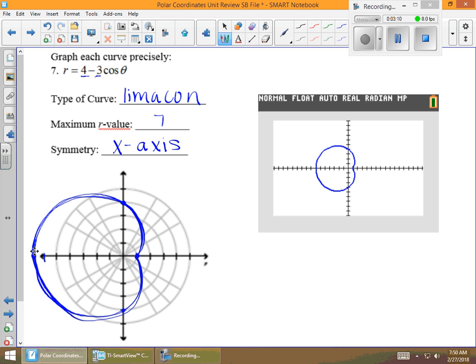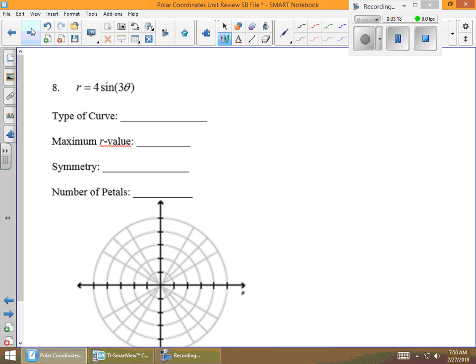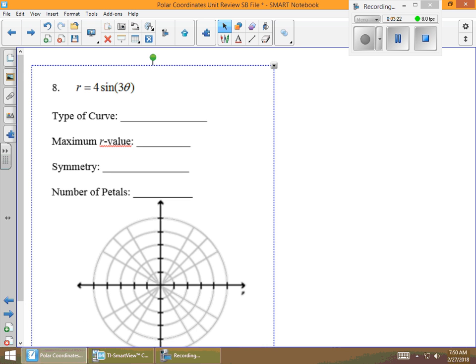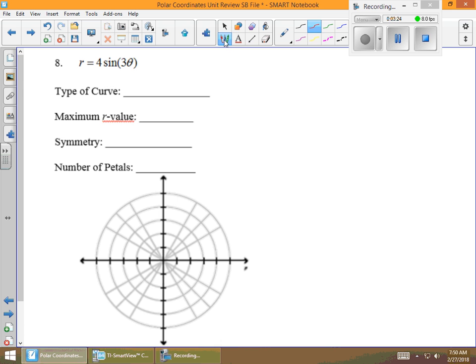All right, let's do a rose. It's that curve. That wasn't super embarrassing, like drawing-wise for me. All right, 4 sine of 3 theta. So we know that this is a rose curve. Our maximum R value we should expect to be 4. Again, you don't have to have that memorized. We can double check it with our graph.